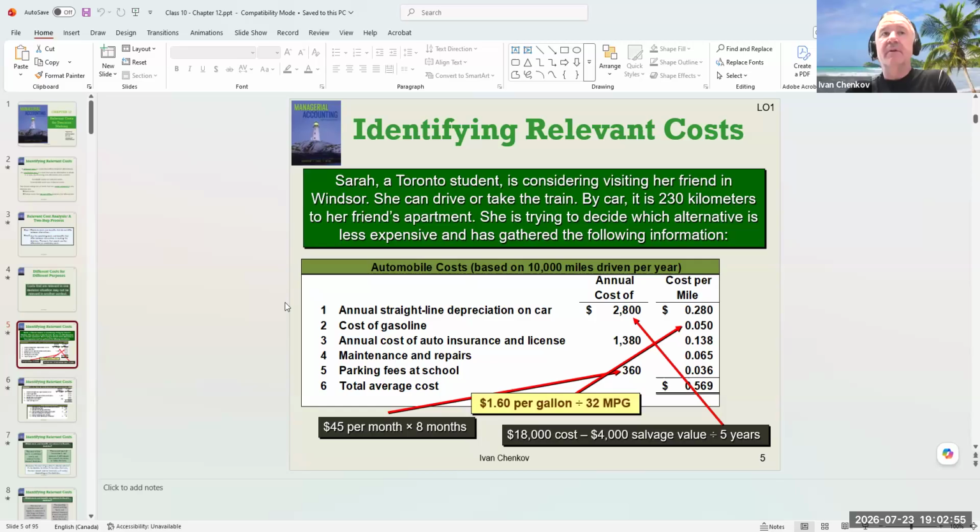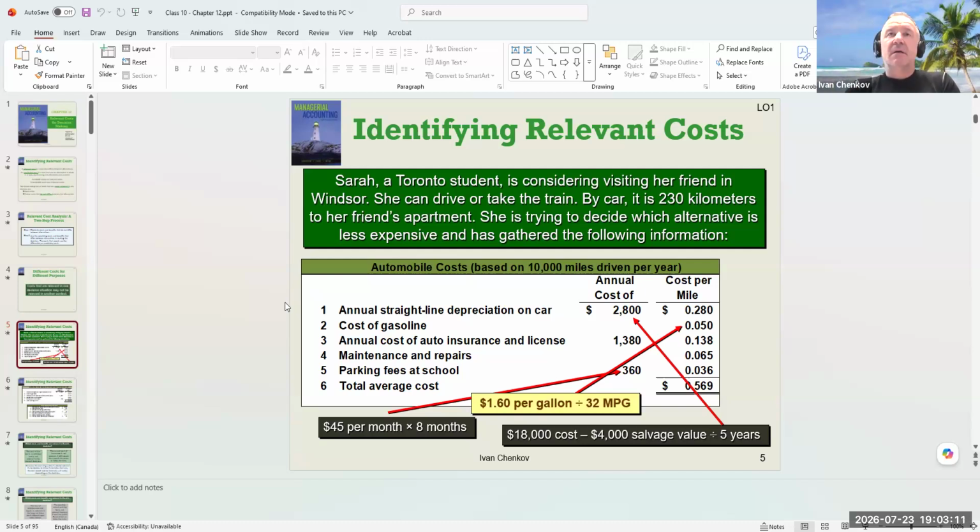Maintenance and repair. If you drive it, you have to maintain it. If you don't drive it, it's sitting there. So is the maintenance and repair relevant for our decision? Should I take the car or the train? Yes, it is. Parking fee at school.